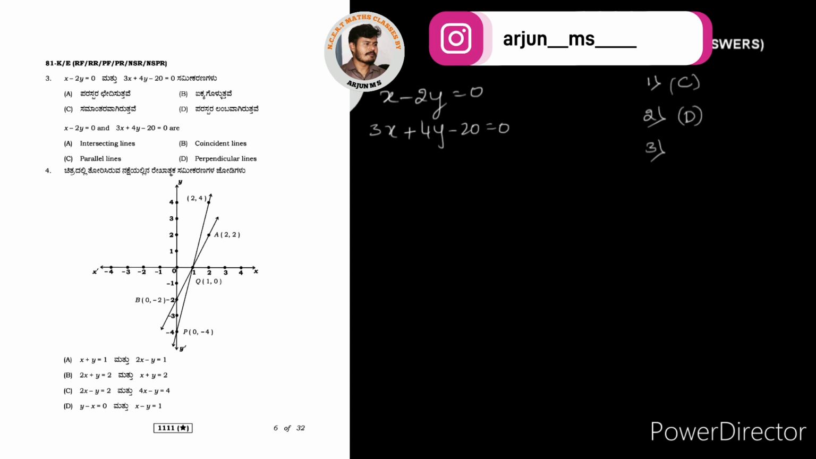So in the following options they are given type of equations: intersecting lines, coincident lines, parallel lines and perpendicular lines. We already know about these different kinds of lines by observing their coefficients. First of all, you just write down their coefficients here. 1 by 3 is equal to minus 2 by 4. So now we know that 1 by 3 is not equal to minus 1 by 2. That's why if a1 by a2 is not equal to b1 by b2, these two lines are considered as intersecting lines. So option A is correct, intersecting lines.